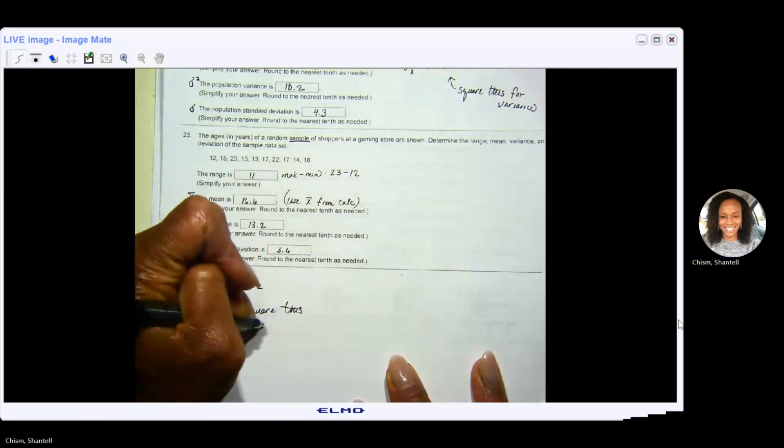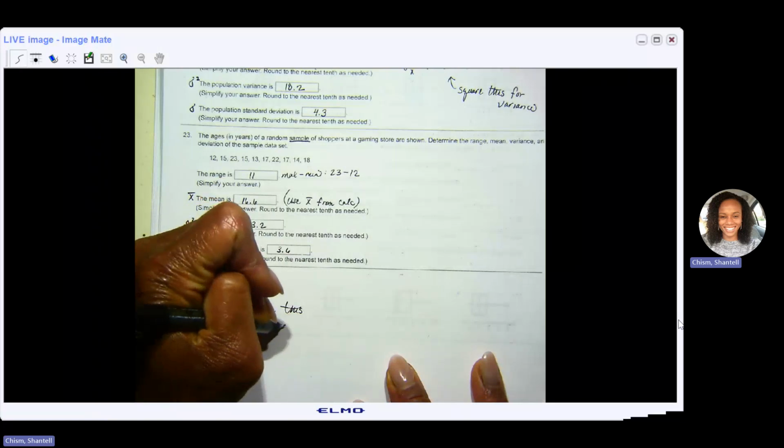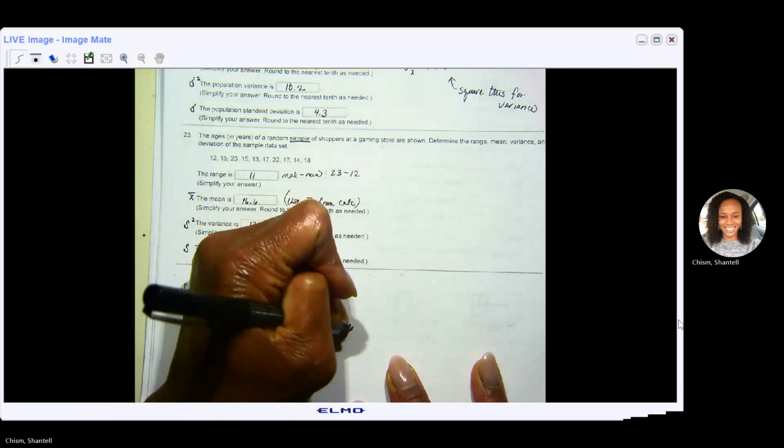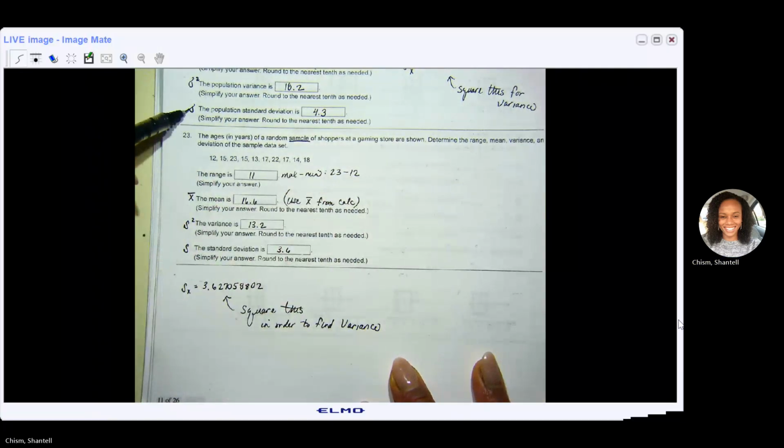In order to find variance, because they give you sigma, you want a sigma squared up there. They give you S in the calculator, you want it S squared. Okay.